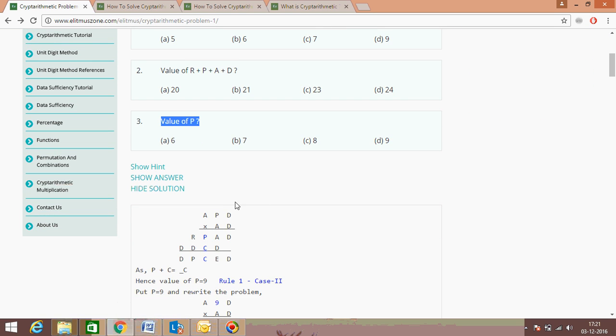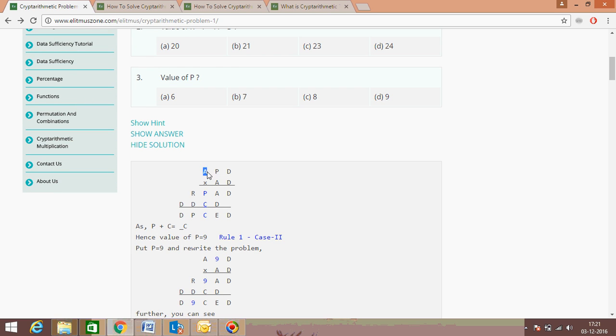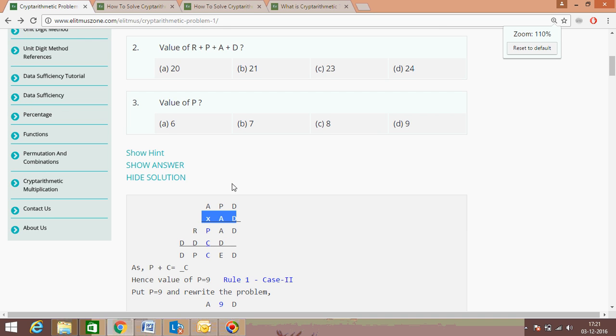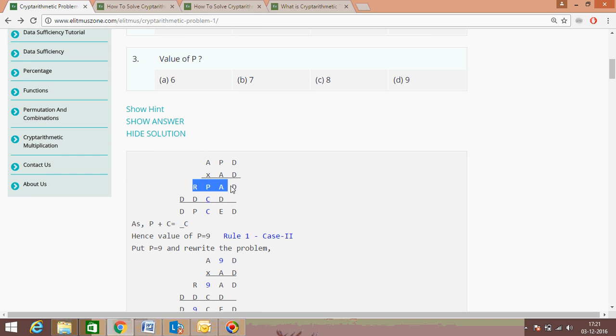Firstly, write it on your notebook. The problem is APD cross AD, equals RPAD, DDCD, DPCED. Firstly, you have to collect some clues, meaning you have to find how to proceed, how to start solving this problem. So you have to collect some hints.